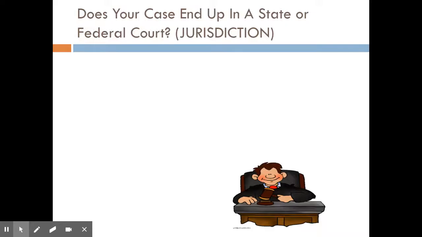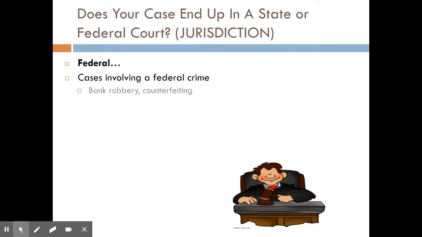So what determines if your case is in a state court or a federal court? Jurisdiction is a fancy word for who gets to hear your case. Does a state court claim jurisdiction, or does a federal court claim jurisdiction? Let's do the federal stuff first. Any case involving a federal crime is automatically going to be heard in a federal court, not a state court. Bank robberies and counterfeiting are federal crimes, so they're heard in federal courts. Anything involving multiple states.